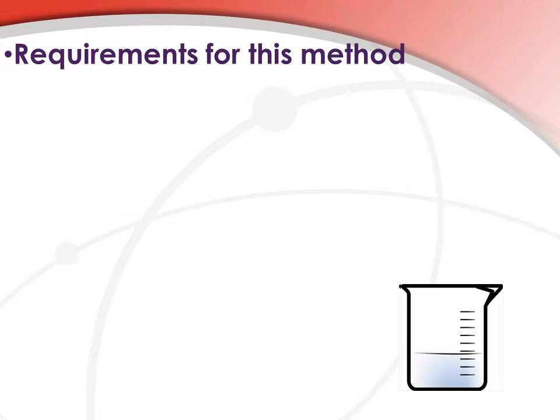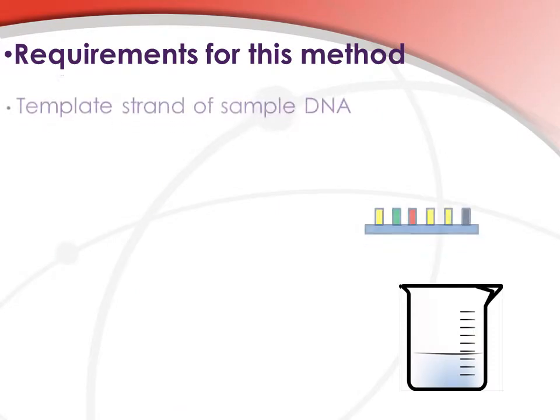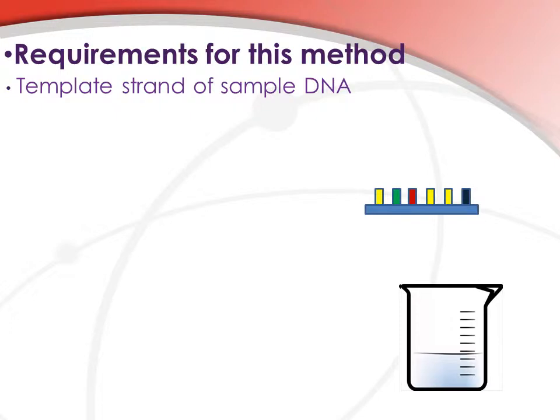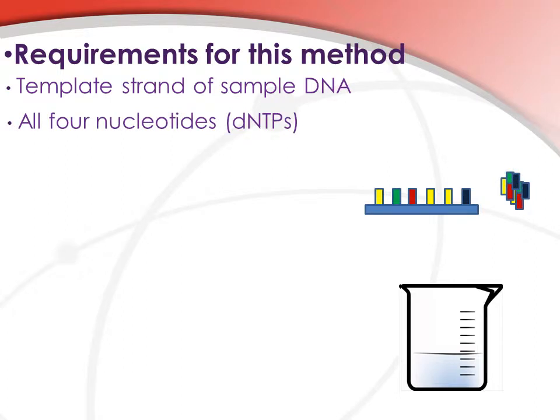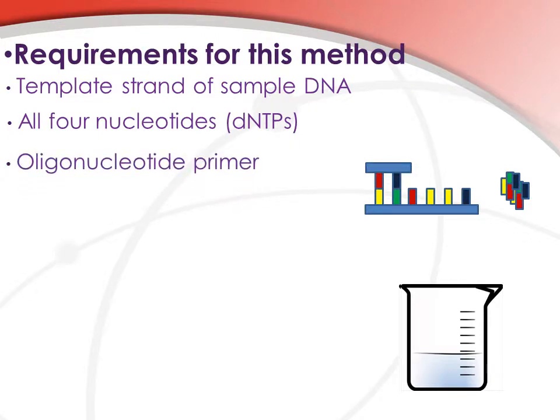The requirements for this method are template strand DNA, which is used as a known fragment of the DNA to be sequenced, free nucleotides, which are used for the elongation of DNA, oligonucleotide primers, which are used as a starting point for the addition of nucleotides through enzymatic synthesis, and DNA polymerase, which carries out enzymatic synthesis.